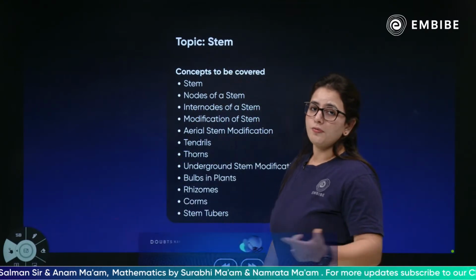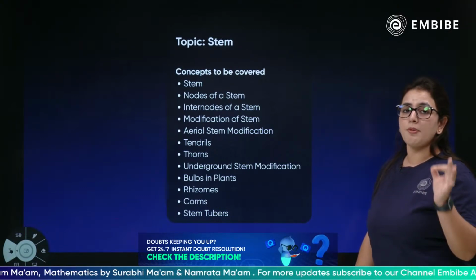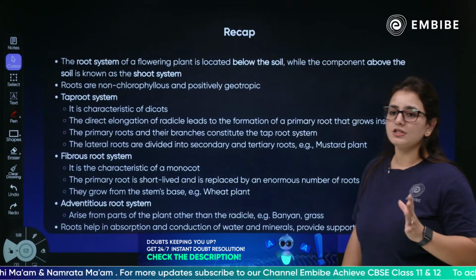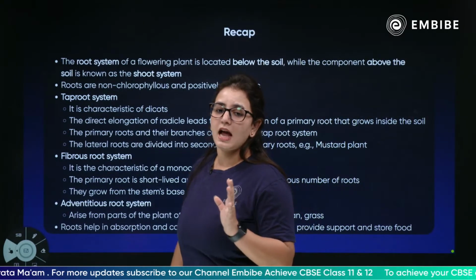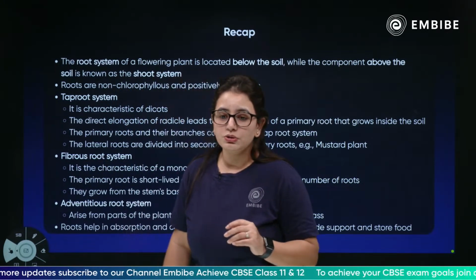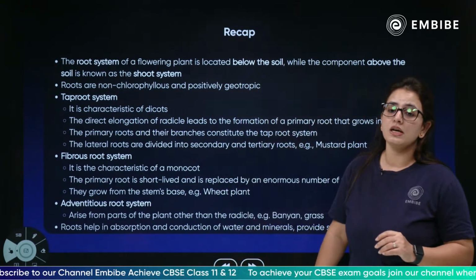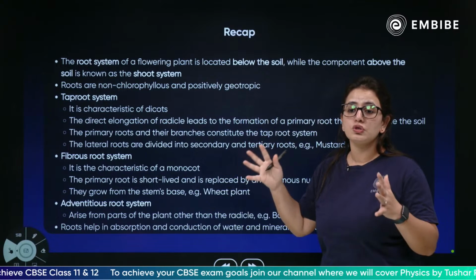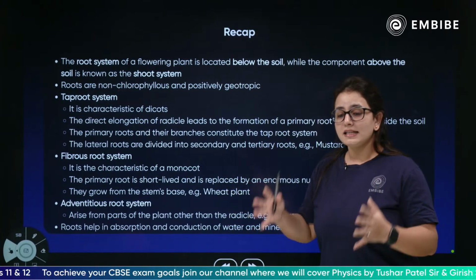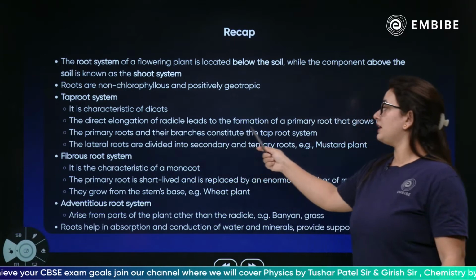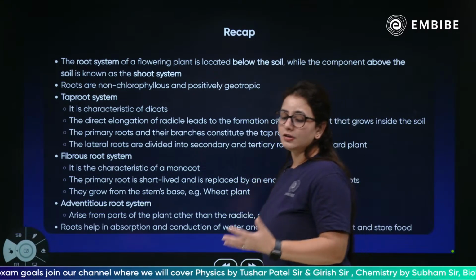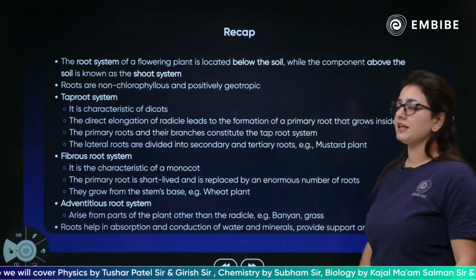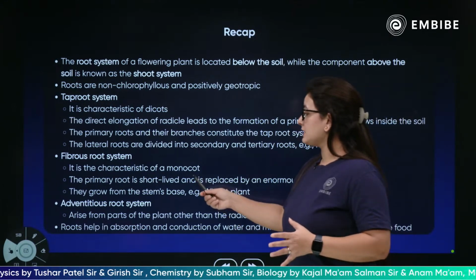Before we move forward, let's have a quick recap of what we studied in the previous session. We studied the root, the tap root system, the fibrous root system, and the adventitious root system. The tap root system is a characteristic of a dicot because it is a true root system coming out from a radicle. The direct elongation of the radicle leads to the formation of a primary root, and then secondary and then tertiary roots. The lateral roots further divide into secondary and tertiary. There is a fibrous root system, which is a characteristic of a monocot.